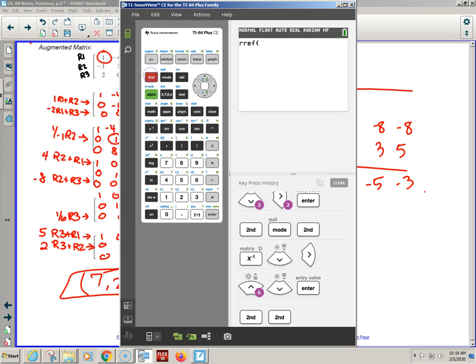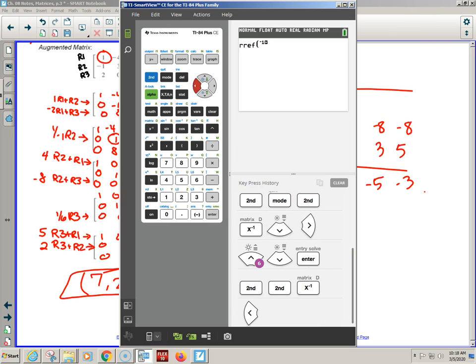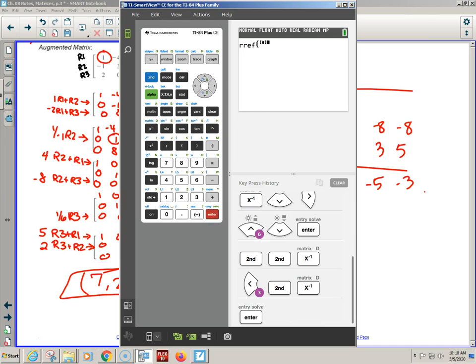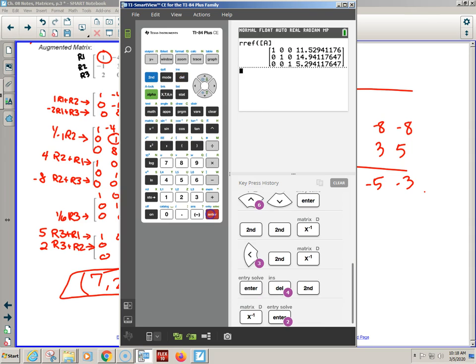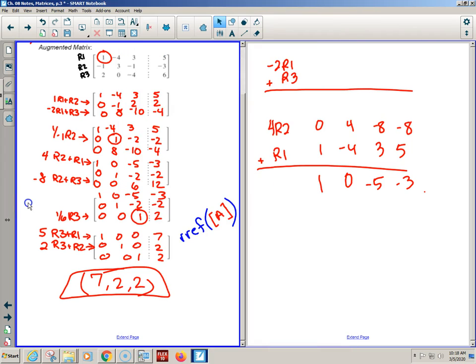And then second, matrix, I need to get, oops, that's not the right one. I didn't hit the second. Second, matrix, get the A. There we go. Enter. Now, mine was different. It was a whole different system. It wasn't yours. But that's how you could have and should have and would have gotten 722.